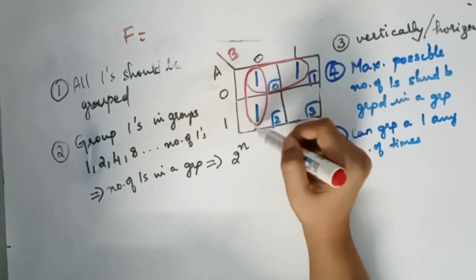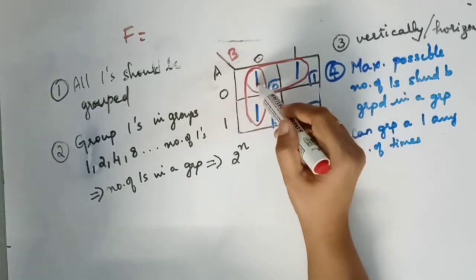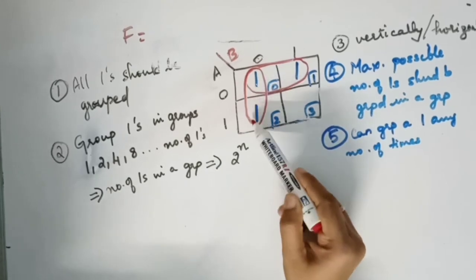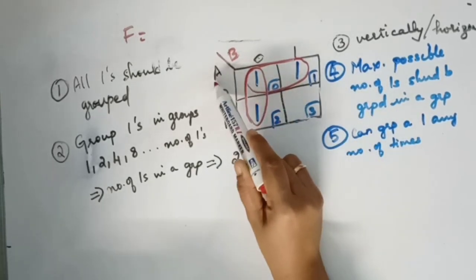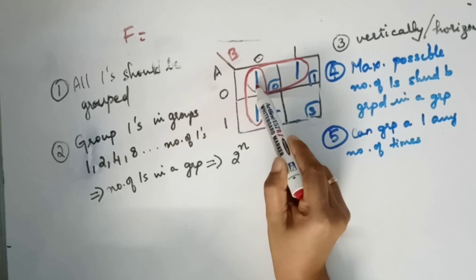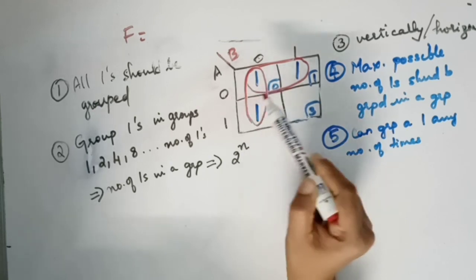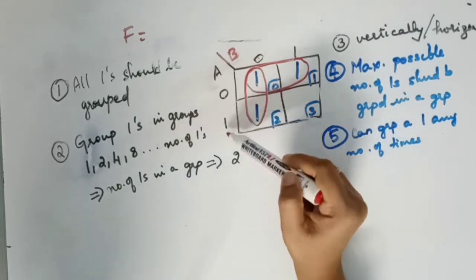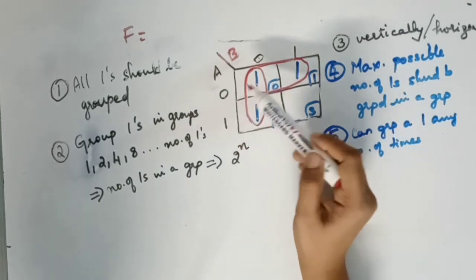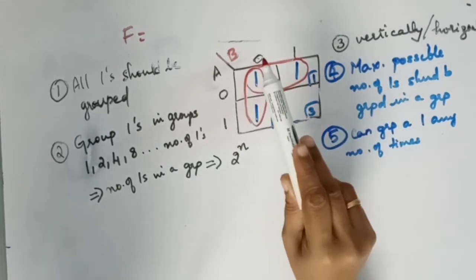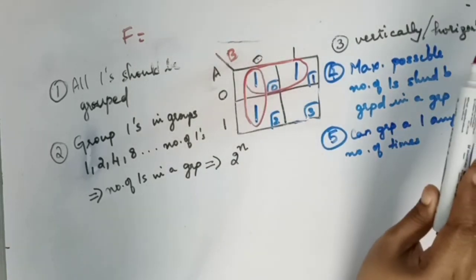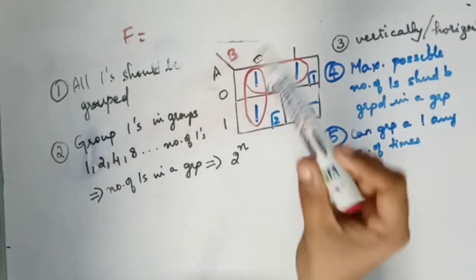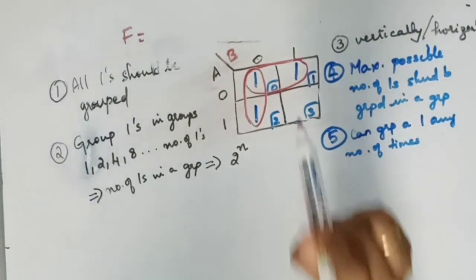So this is my first group, say. In this group you have two ones, this one and this one. If I see A, for this one A is 0, and for this one A is 1. So A is different for both the ones inside the same group. When it is different, just ignore it. Don't write it. Whatever is common, only write.